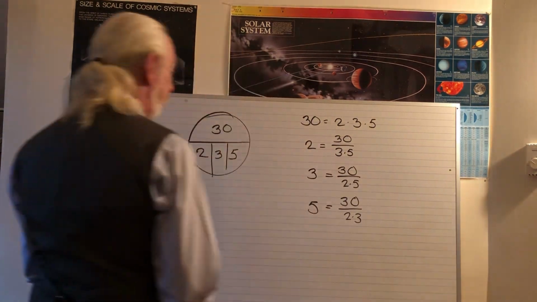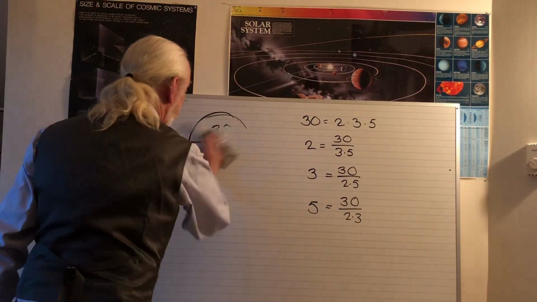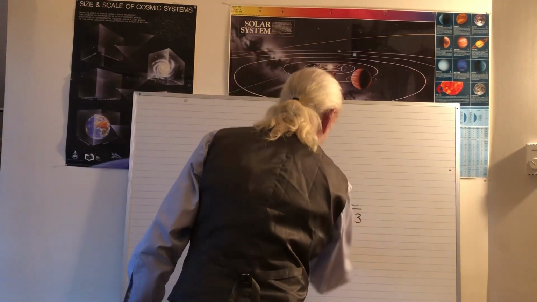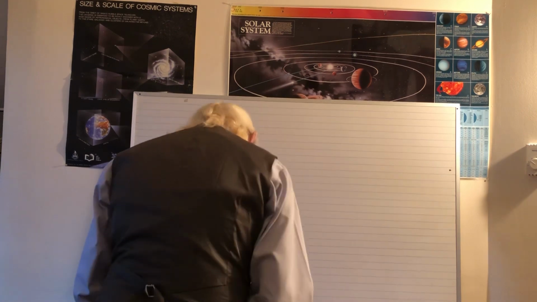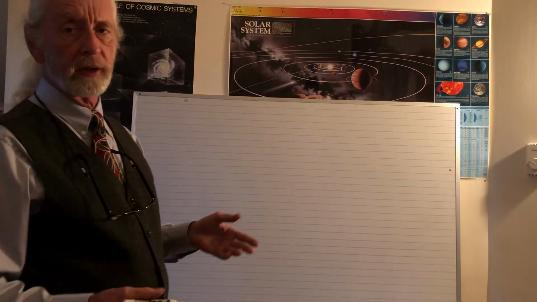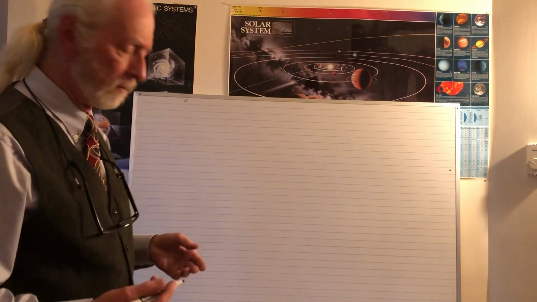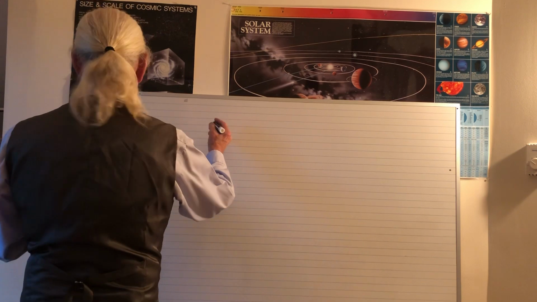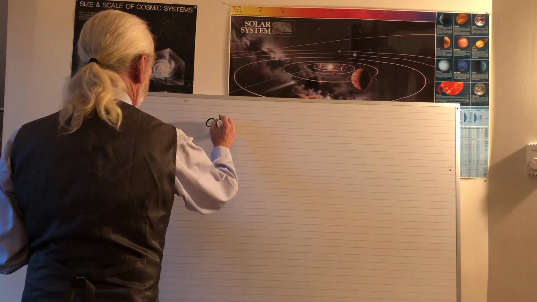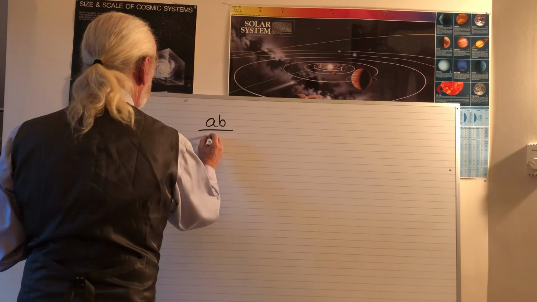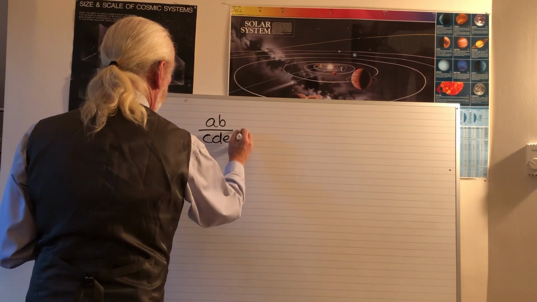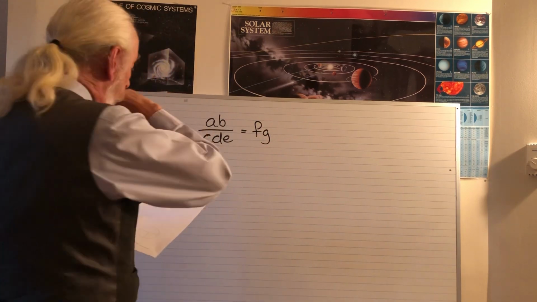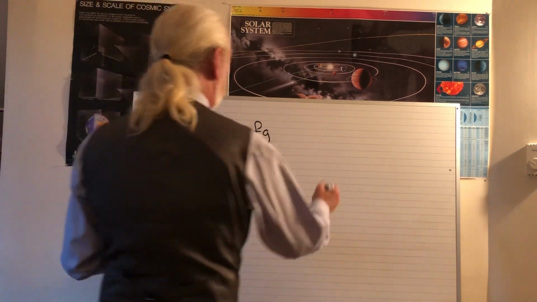Let me show you how this would work in a practical sense. So, what I've done here is I've concocted a fictitious physics formula that you may use. And it will go something like this: A, B over C, D, E equals F, G. So your task is to solve for D.